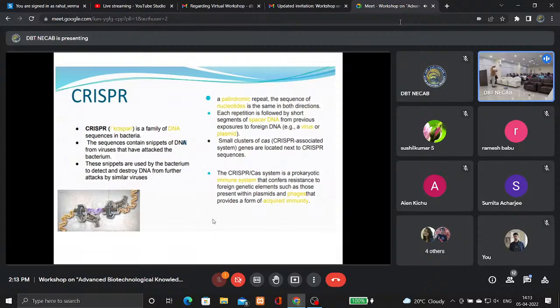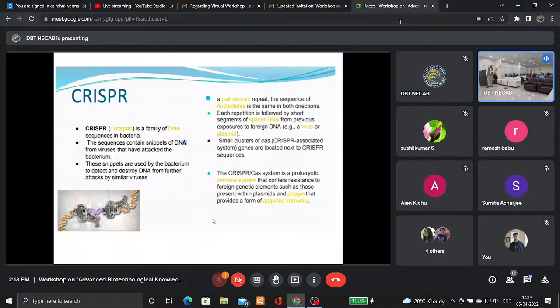As I said, if a particular bacterium has been infected by a number of bacteriophages, it has already copied all the snips, the small genomes of the bacteriophages, in the CRISPR locus. Then whenever the same virus attacks a second time, it is going to destroy that virus. That way the bacterium has become resistant to that particular bacteriophage.